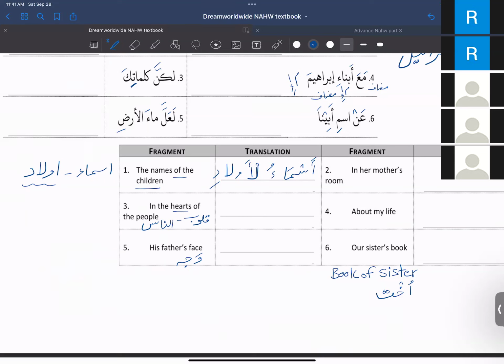Next one, in the heart of the people. What kind of fragment? This is also idafa. So where is mudafilehi? It's easy when we see al-Nasi. Kulub, and Anasi, right? And then we have something else: in the heart. So now we need to bring fi, and because of fi, it will be Kulubin Nasi.